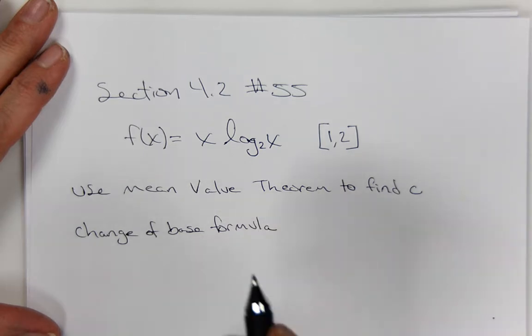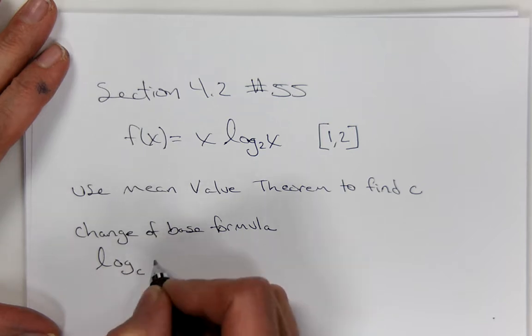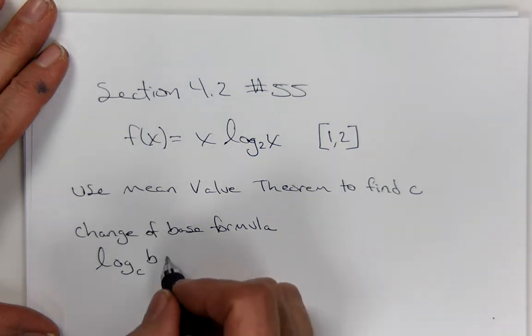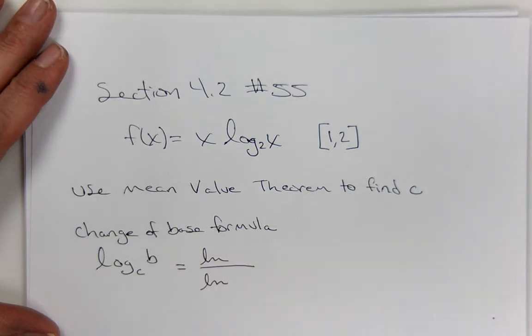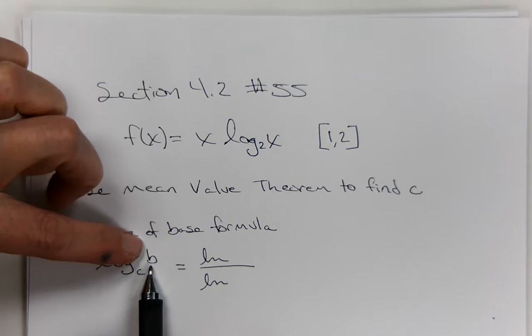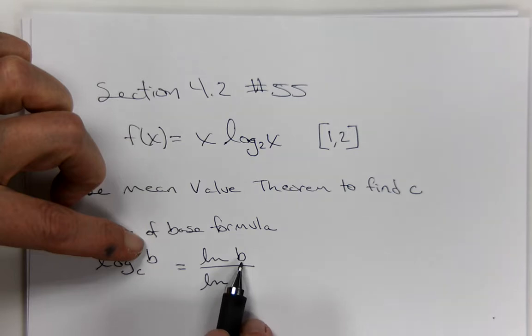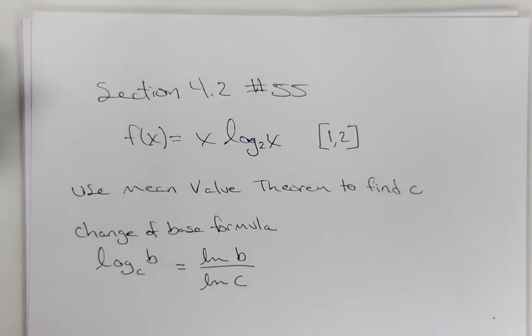Change of base formula. Basically, if you have log base anything, let's call it A, of anything B, you can change it to have a log of a different base. The only base that we like to use is E, and that means we'll be working with natural log. So you get a natural log over a natural log. Whatever number you're taking the log of becomes the natural log in the numerator, and whatever the base is, that's what you have the natural log of in the denominator.